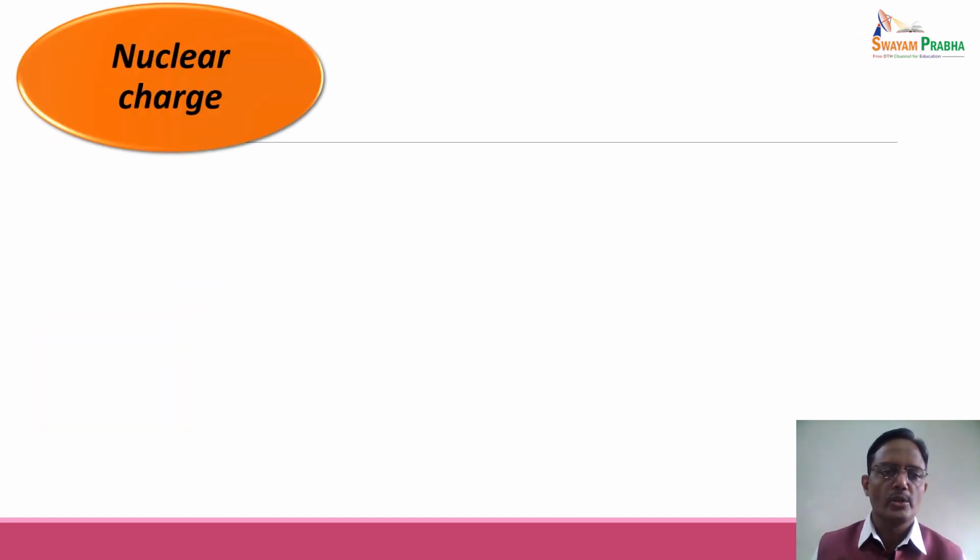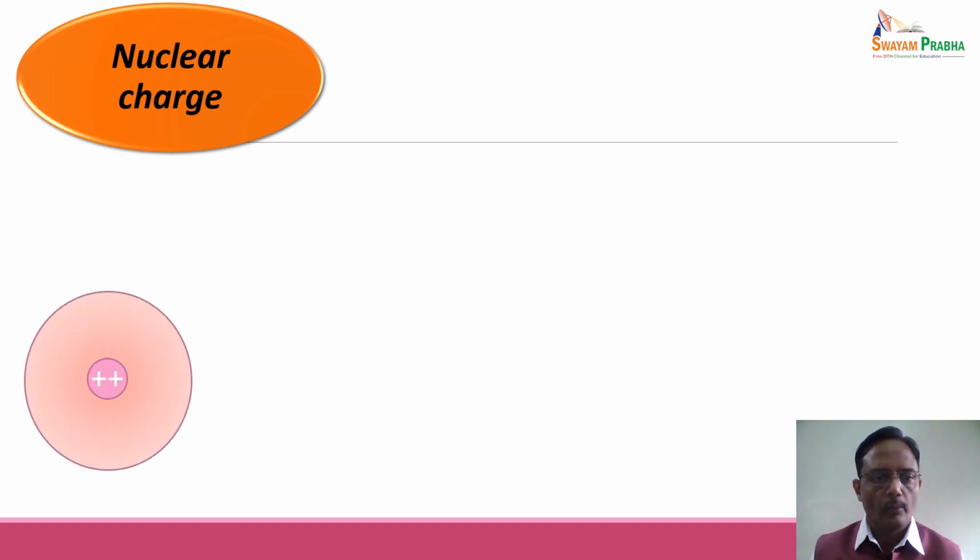The second factor is the nuclear charge. Now, consider a nucleus with higher positive charge. If we want to add one electron to it, there will be a larger force of attraction between the incoming electron and the higher positive charge of the nucleus. So when this electron is added to the atom, a larger amount of energy is released, or the electron gain enthalpy is larger. When I say larger electron gain enthalpy, I am talking about a more negative value of electron gain enthalpy.